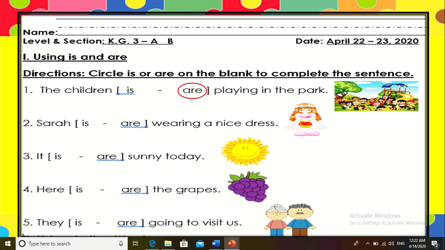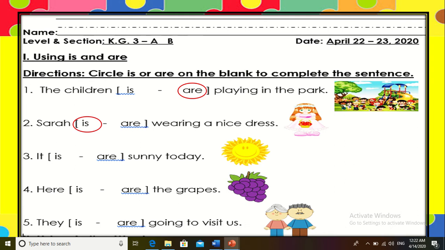I will help you in number 2, and numbers 3 to 5, I think you can do this alone, right? Okay, number 2, Sarah is or are wearing a nice dress. And look at the picture. This is Sarah. And Sarah means only one noun. So, which are you going to use? Is or are? And the answer is is, because we have a singular noun or singular subject.